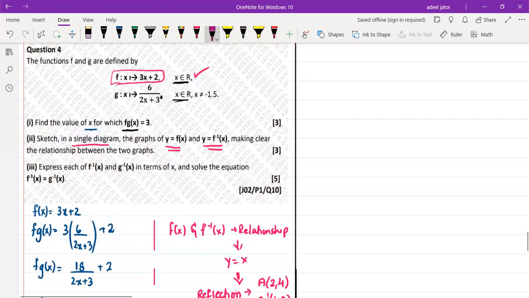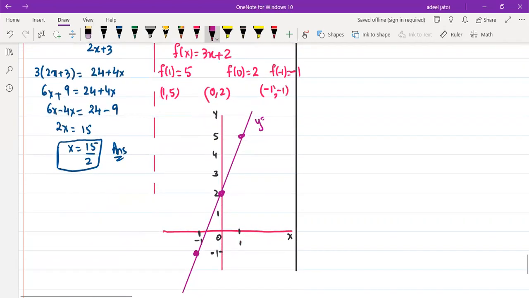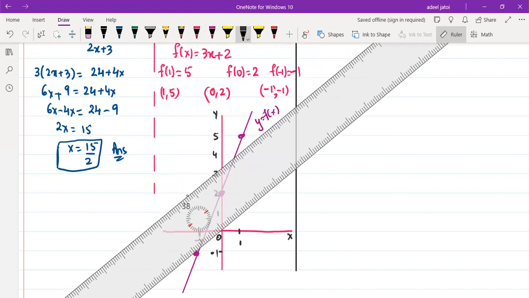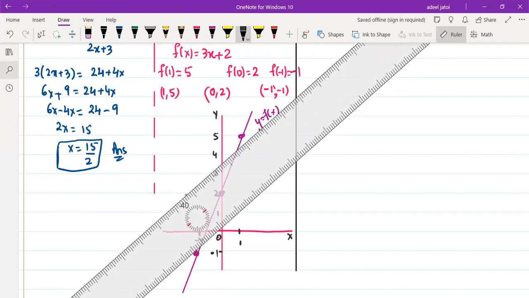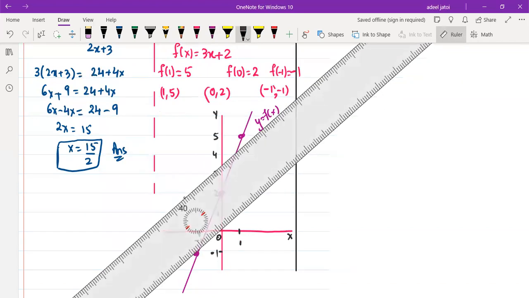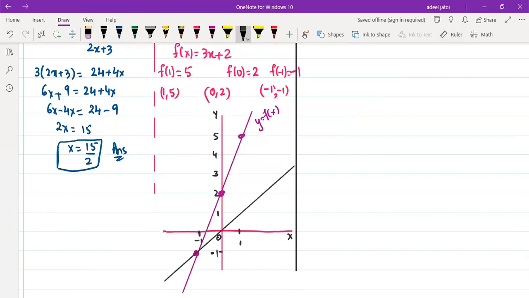The linear line of what? y is equal to f(x), and the f(x) function is 3x plus 2. Now, since I said that it is a clear relationship between what? y is equal to x. It is a clear relationship of the line y is equal to x, and the line y is equal to x passes through what? The origin: (1, 1), (2, 2), (3, 3), (4, 4). So this becomes my y is equal to x line.